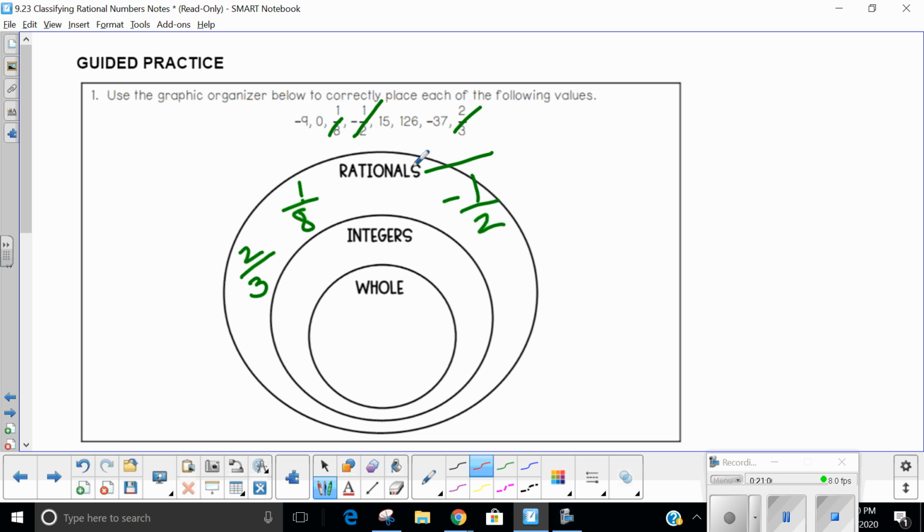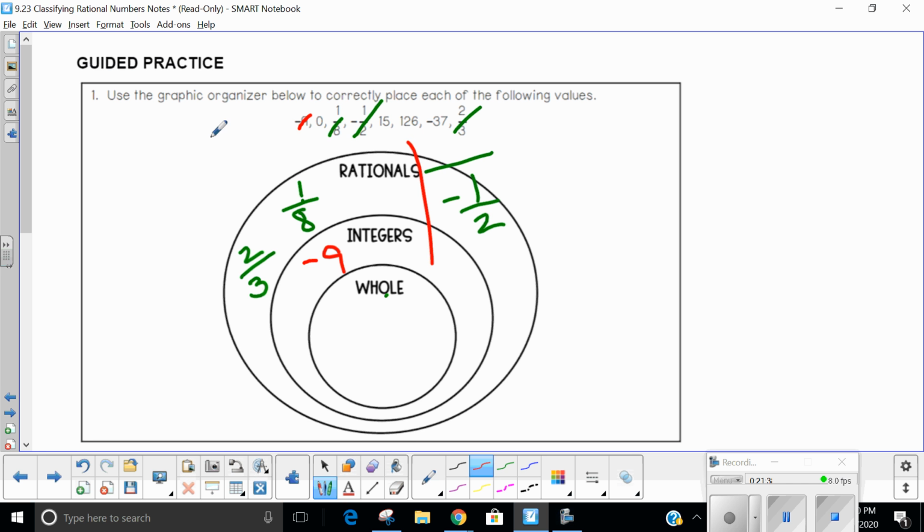Okay, so let's look at what's left. Let's look at -9. -9 is a whole number. So does it go here in whole numbers or does it go here in integers? Now remember, whole numbers are just positive. Integers are positive and negative. So we have a negative whole number up here. So what we need to do is put that in integers. So -9.